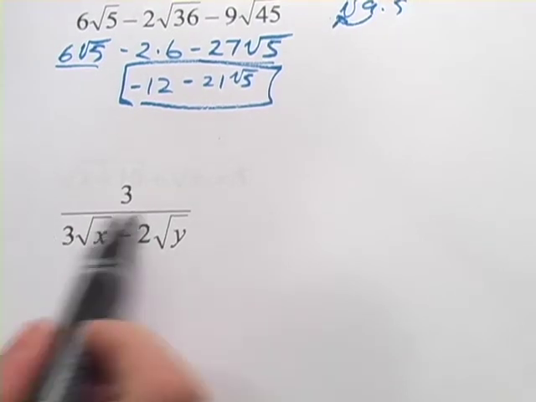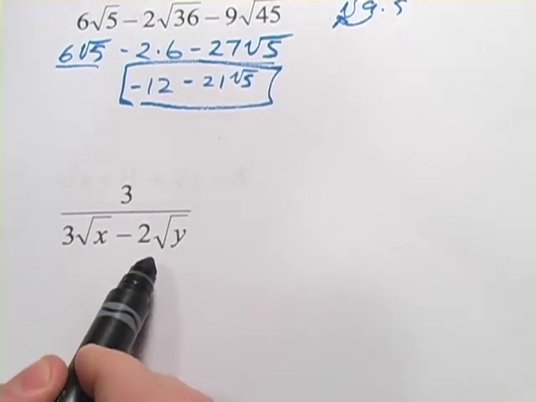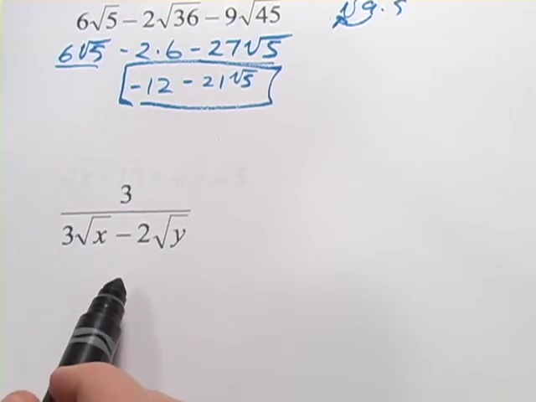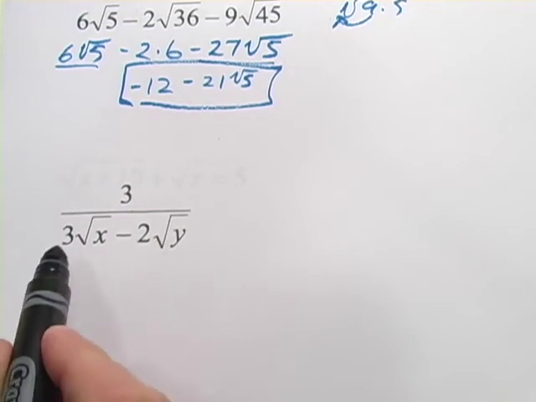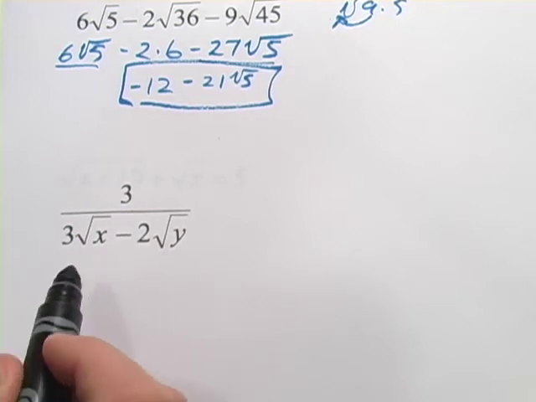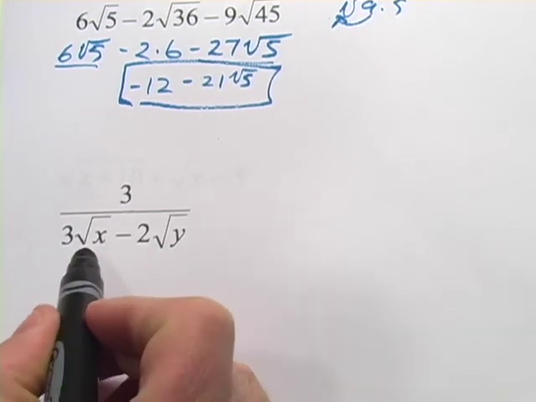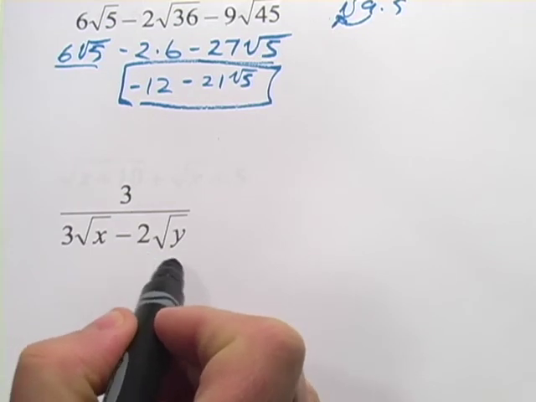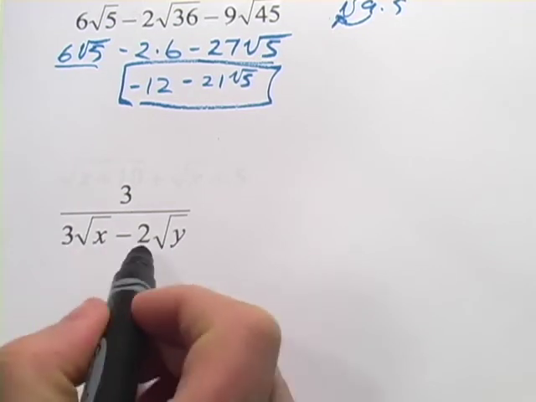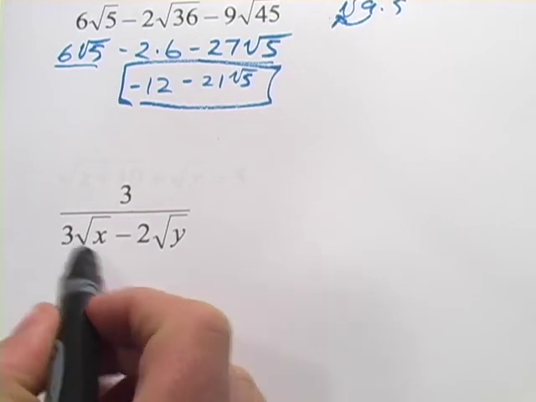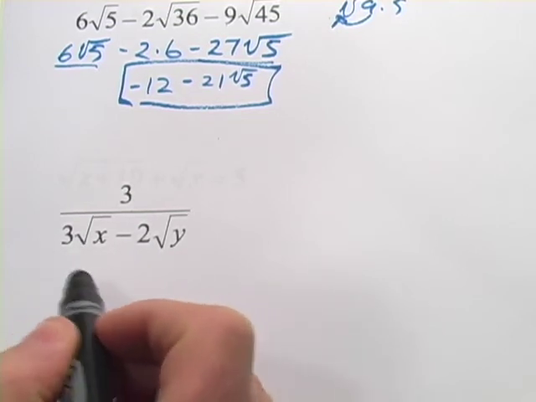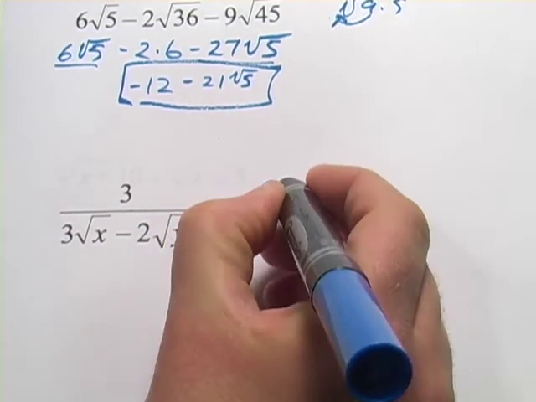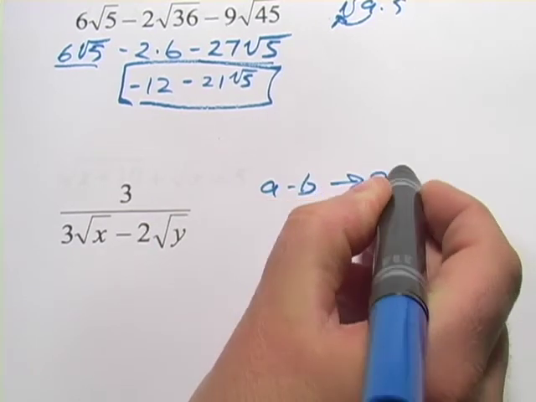We have 3 over 3 times the square root of x minus 2 times the square root of y. And we don't like radical signs in the denominator, so we've got to get rid of those. Well, what you want to do in this case is something called multiply by the conjugate. So the conjugate of 3 square root of x minus 2 square root of y is going to be 3 square root of x plus 2 square root of y. We multiply the same terms but change the sign. If this was 3 square root of x plus 2 square root of y, we'd multiply it by 3 square root of x minus 2 square root of y. So if you have a minus b, then the conjugate is a plus b.